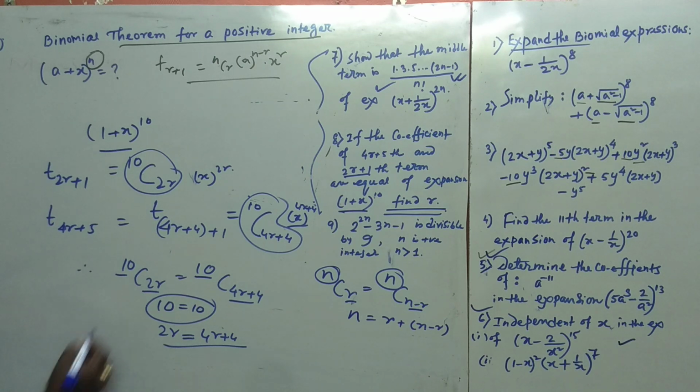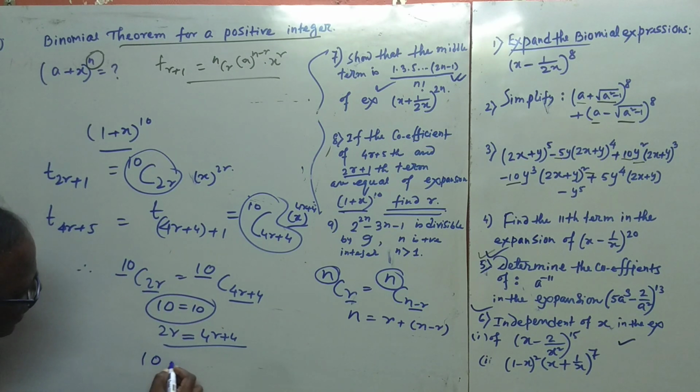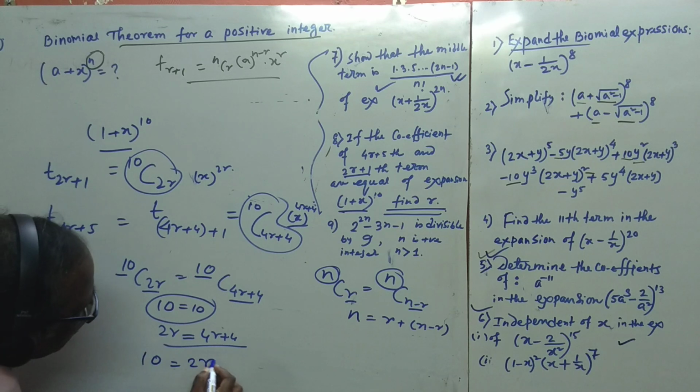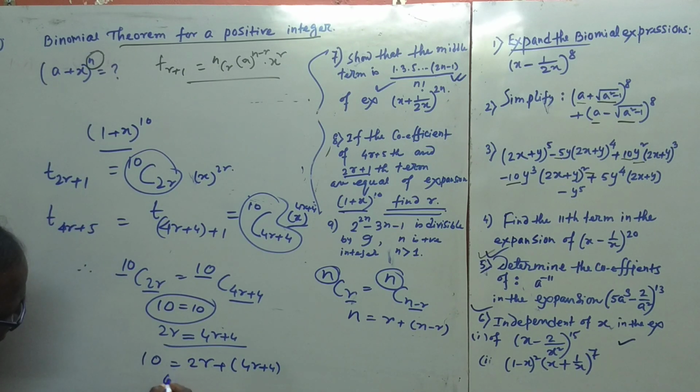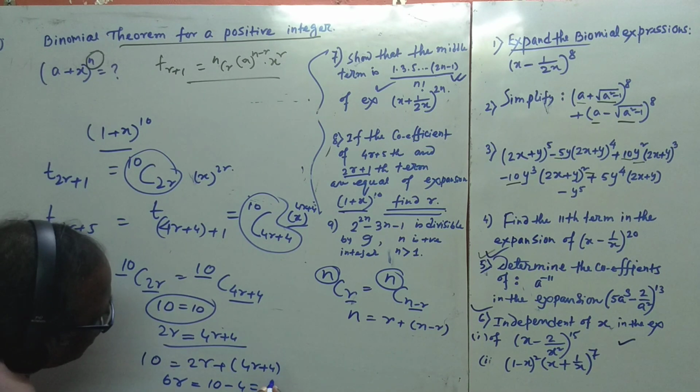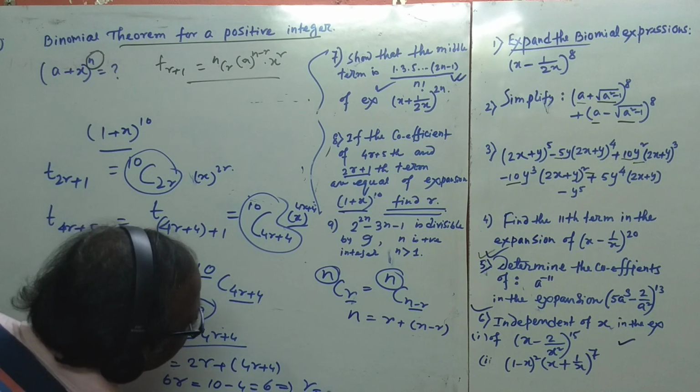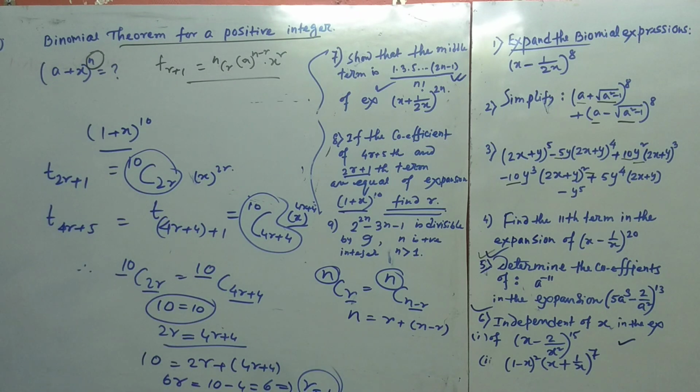So by this method, we have to write here 10 is equal to 2r plus 4r plus 4. Then 6r is equal to 10 minus 4, that is equal to 6. So r is equal to 1 is your answer. r equal to 1 is your answer. This is the perfect method.